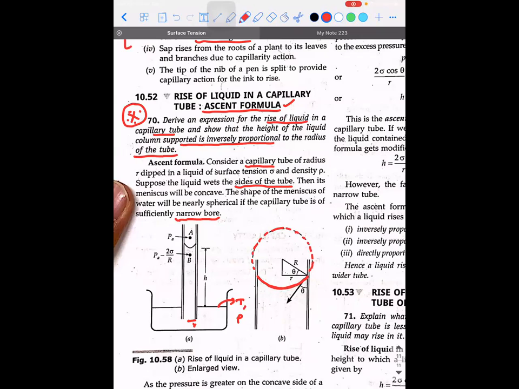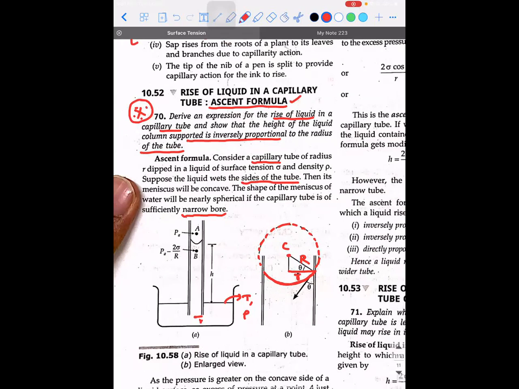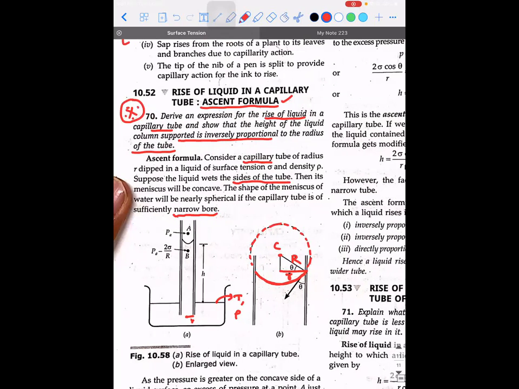Okay. So the center of the spherical part will be somewhere over here. Let me call this the center of the spherical part. And there are two R's used, small r and capital R. Don't get confused between both. Small r is the radius of the capillary tube, capital R is the radius of the meniscus. Please make a note of it. Small r is the radius of the capillary tube and capital R is the radius of the concave meniscus.